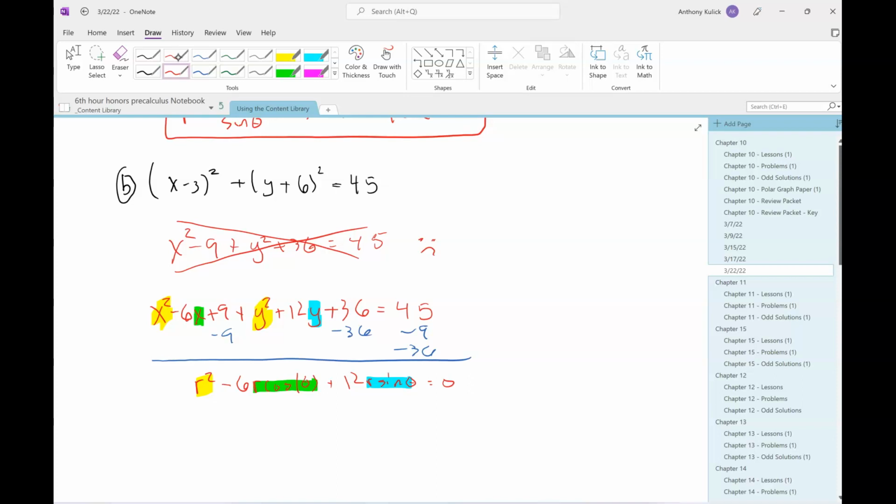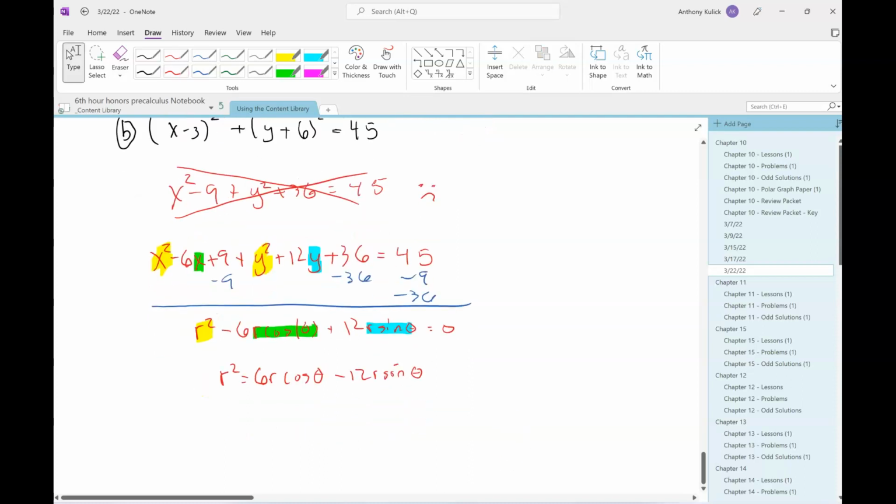What should we do now? Well, I would leave the r squared where it is, and I'm just going to move the other two pieces over to the other side. Now we're very close, right? This should be r equals something and just thetas. Here we have r squared equals r times something theta minus r times something theta. What are we going to do? Divide by r. That's correct.